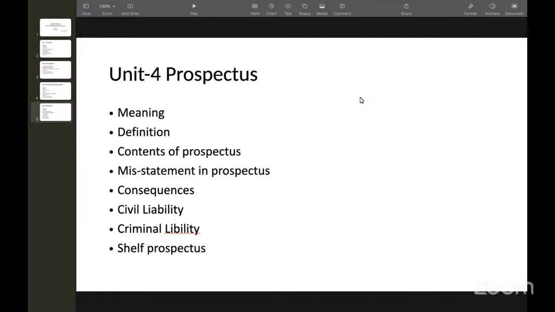Details of directors, promoters, and key personnel. Names, addresses, and qualifications of directors and promoters. Interest of directors and promoters in the company.